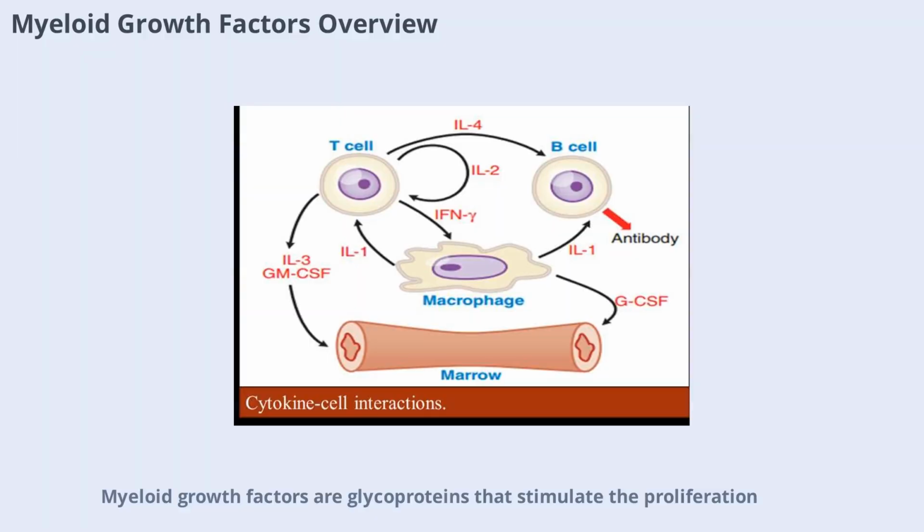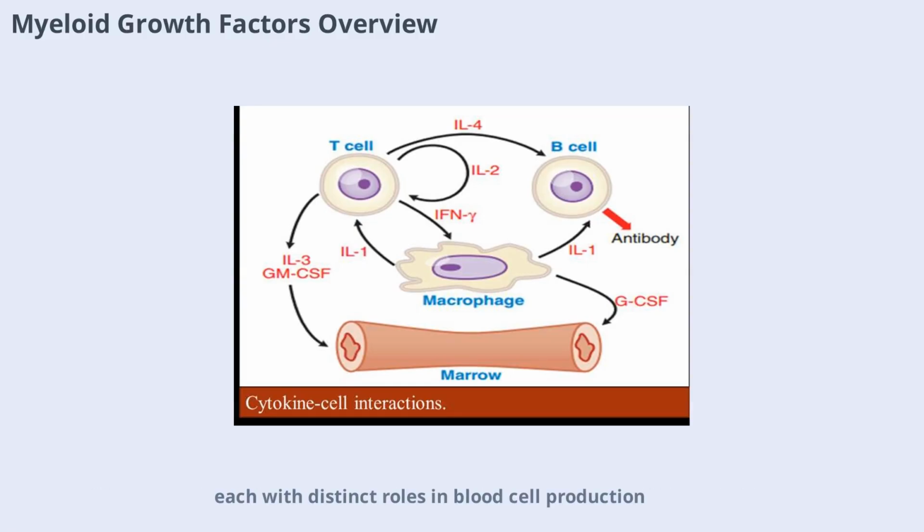Myeloid growth factors are glycoproteins that stimulate the proliferation, differentiation, and function of various myeloid cell types. Produced by fibroblasts, endothelial cells, macrophages, and T cells, these factors act at extremely low concentrations via cytokine receptors. The two main clinically used myeloid growth factors are GM-CSF and G-CSF.